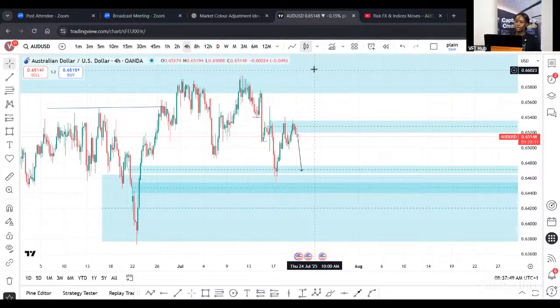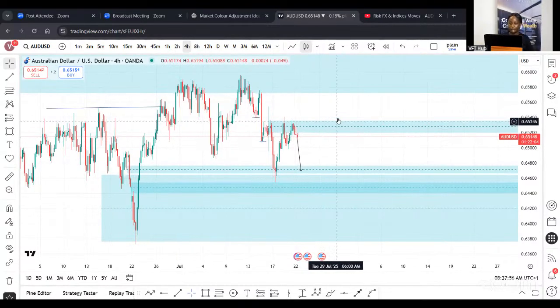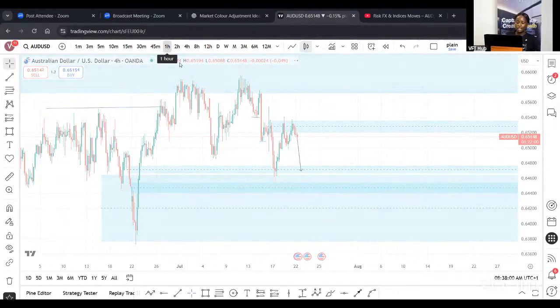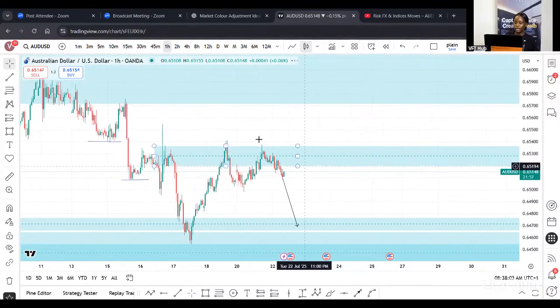Of course, fundamentals also play a part in our technical analysis, so I also have that in mind. I'm not just relying on technicals alone. All right, so this is my perspective on AUD USD. Let's go to the 1-hour time frame for a clearer picture.